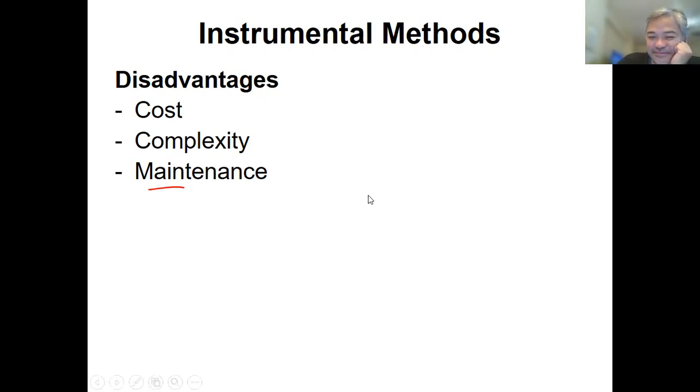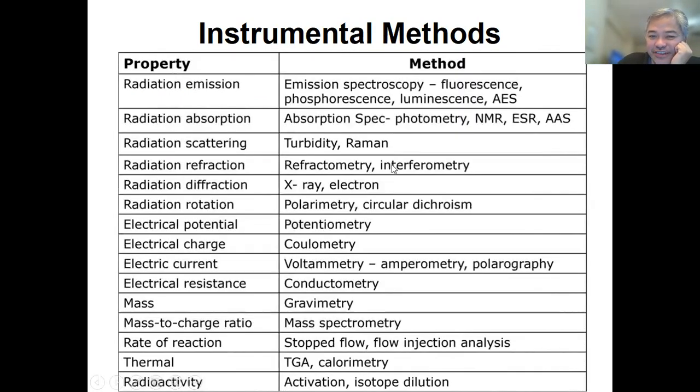Okay? Now, what are the instrumental methods that we have? So we can look at the properties. We can look at the one that is emission, like emission spectroscopy involves fluorescence, phosphorescence, luminescence. You will learn about that. The atomic emission spectroscopy, or the other one that is common.